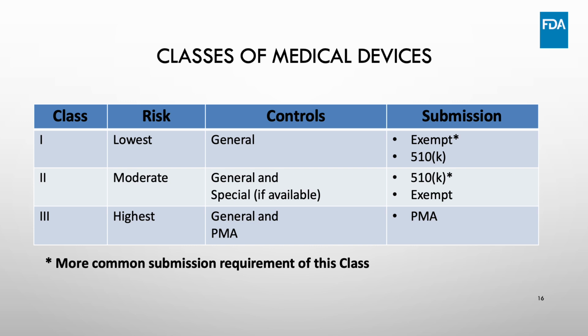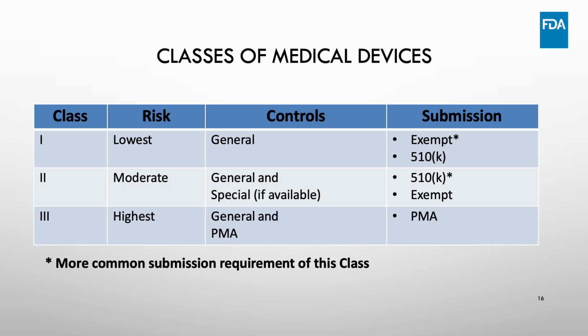General control is what I like to refer to as the hygienic factors. Common sense in designing and manufacturing medical products such as sterility, labeling, and others. Special controls are specific to the particular device, so it depends on the PRO code. Devices may be exempt from submission to the FDA or require a 510(k) or maybe a PMA with some alternatives.